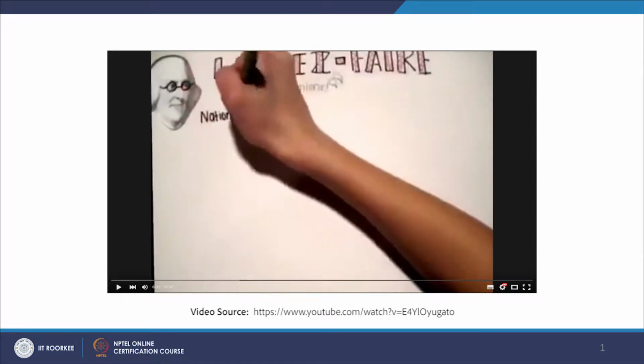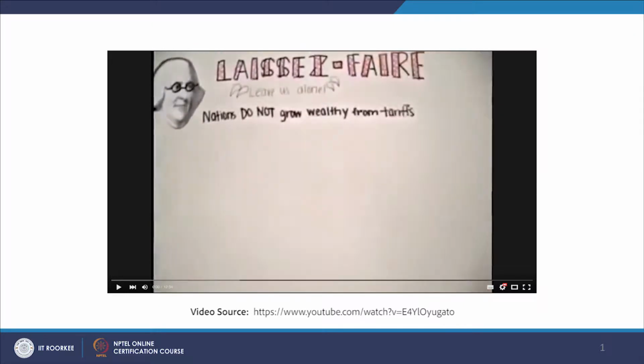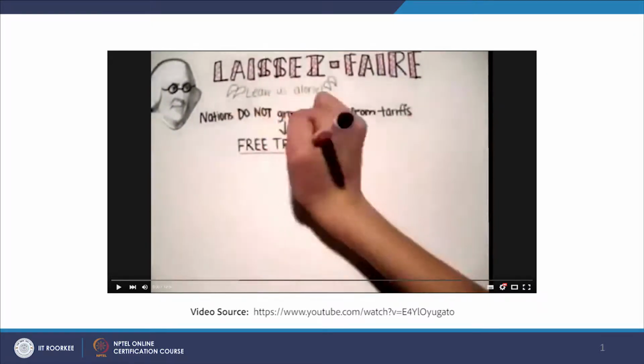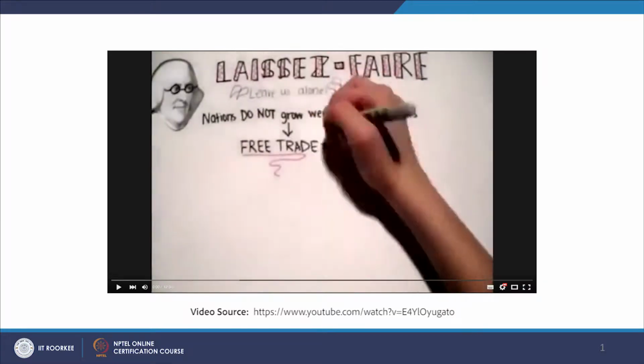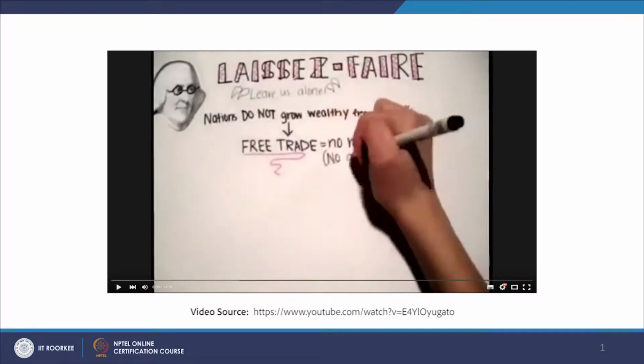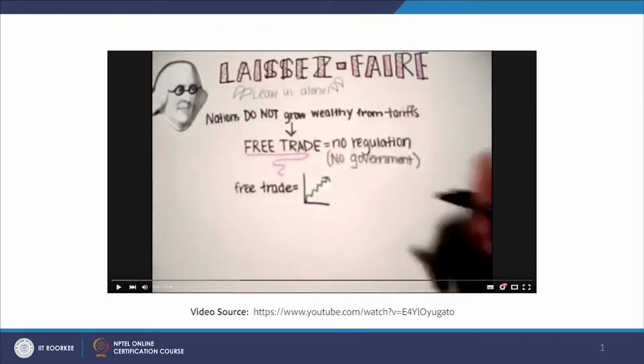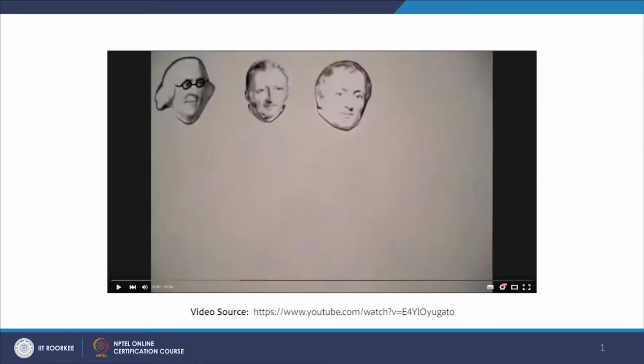At the basis of all Adam Smith's beliefs lies a strong belief in laissez-faire economics. Laissez-faire basically means to have the government leave you alone. They thought that the nations did not grow wealthy from tariffs. Rather, free trade caused nations to grow wealthy. Free trade is trade with no regulation and no government interaction. They thought that free trade would boost the economy and would make a lot of money.